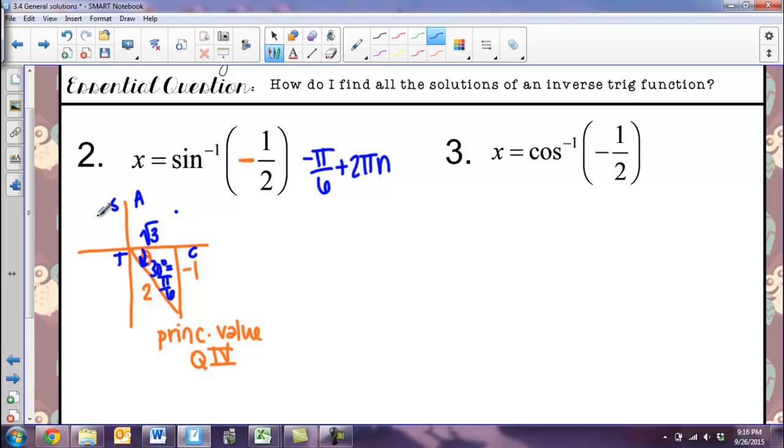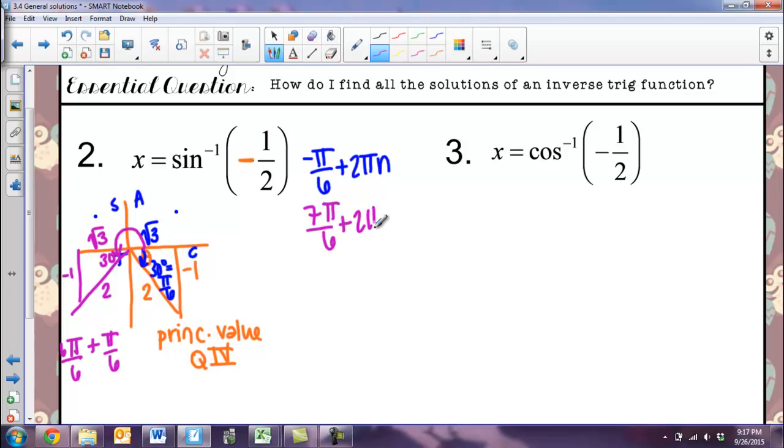Sine is positive in quadrant 1 and 2, so my other angle must be over here in quadrant 3. Again, if you wrote your ratio out, -1, 2, this side would be √3, and I would find that this is a 30-degree reference angle, or pi over 6. In order to find this angle, we go to pi, and then add the rest of that angle, which was pi over 6. Remember this is 6 pi over 6, so my other solution would be 7 pi over 6 plus 2 pi n.